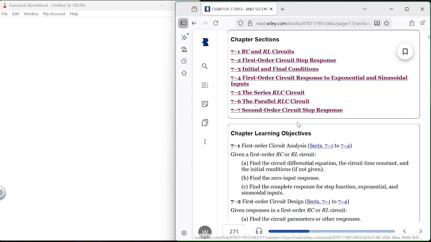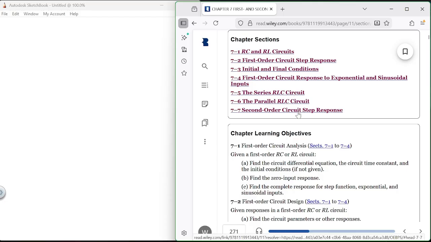But chapter 7 is a review of RC, RL, and initial conditions. And then they go down and do a first step at this, which I don't think is necessary. Now, there are some things in this part of it that are good, but I can skip this.